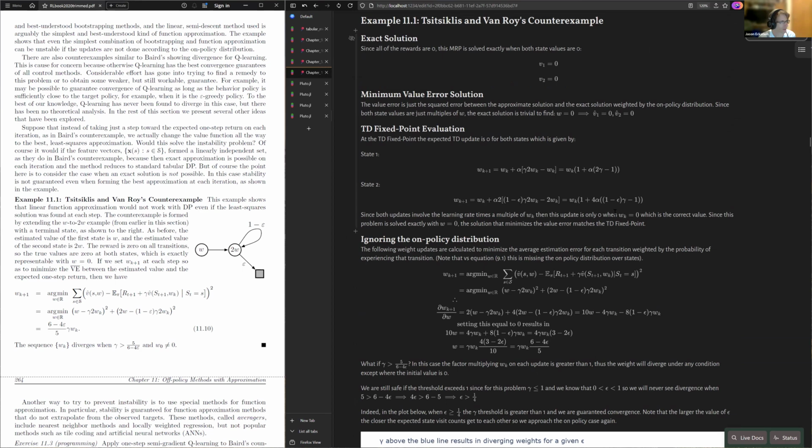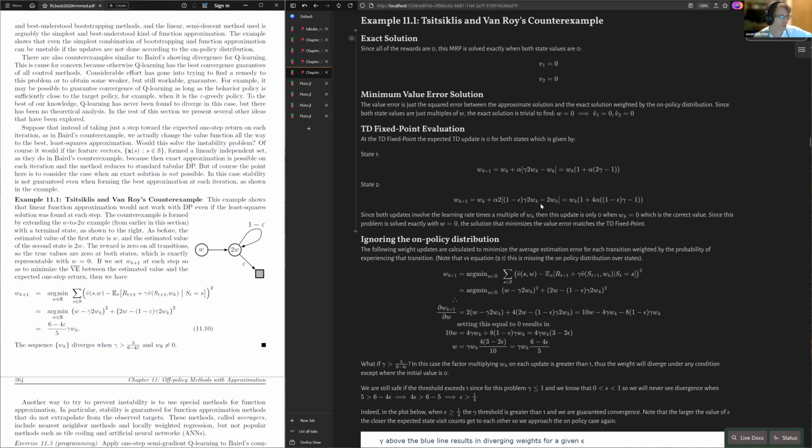I think I calculated it. If you compute the TD fix point, again, you get a different update for each state. So there is some weight update that you get for transitioning out of state 1, and then another update for state 2. And again, we're just doing this with these samples, and we don't actually consider the distribution here, because I'm just considering the update from a single sample.